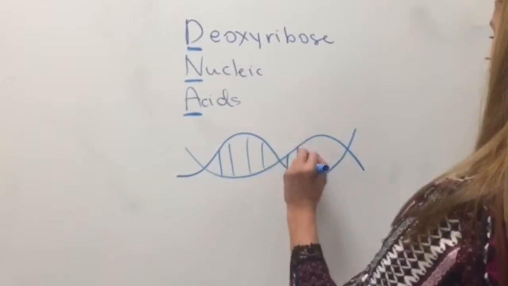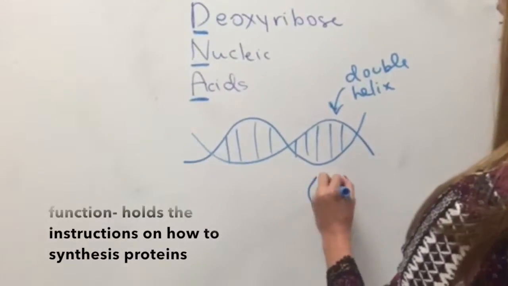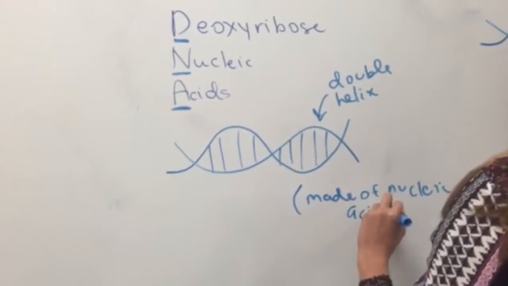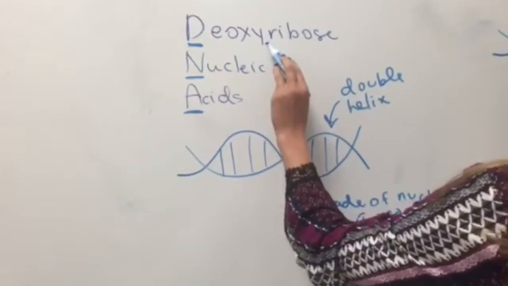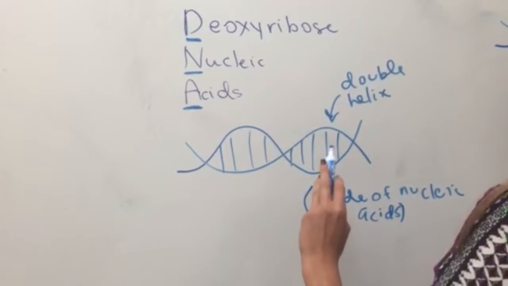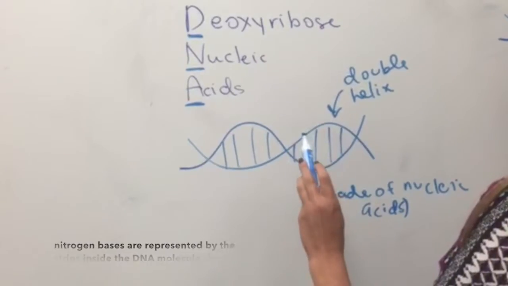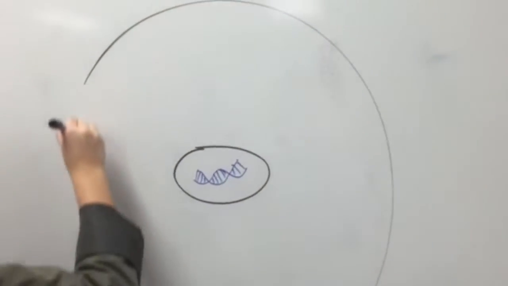To begin, the structure of DNA is a double helix. DNA is also made up of nucleic acids, or nucleotides. The nucleotides have three parts. The first part is the deoxyribose, which is the sugar. The second part is the phosphate group, and the third part is the nitrogen bases that I am pointing to here. DNA is located in the nucleus of the cell.